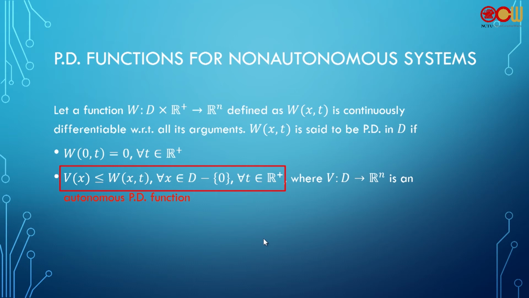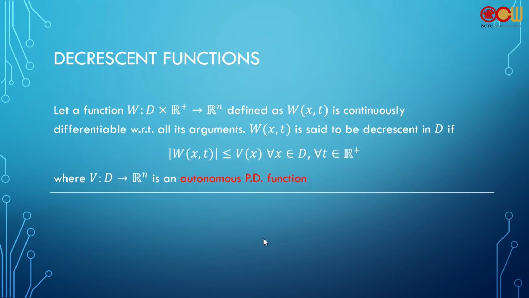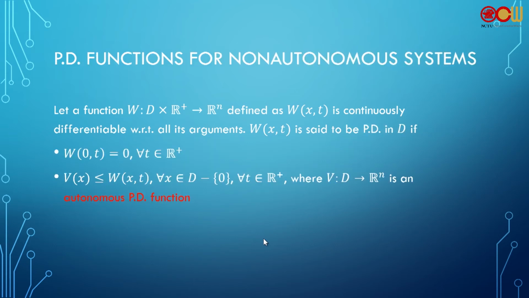In the second condition, you need to find another PD function, which is not dependent on time. You need to find a PD non-autonomous function that lower bounds this W function. If you can find this, then we say W is a PD function. In contrast, this is PD, right? And for a decreasing function, it's different. Here we need to find the upper bound, okay? V now upper bounds W. But in the previous case, the PD function V lower bounds W.